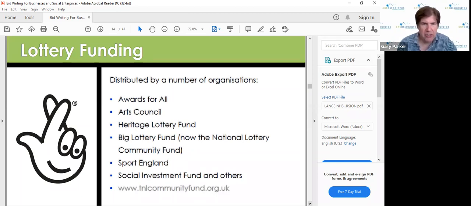For heritage projects, it's the same. They go to the Heritage Lottery Fund. And then finally, for sport and related activities, you've got Sport England and the regional bodies that distribute, because there's a regional body for Sport England in the Northwest, on the Active Communities programme, and they distribute funds there. That's the website of the lottery, because they keep changing the address, but that's the current one, tnlcommunityfund.org.uk.